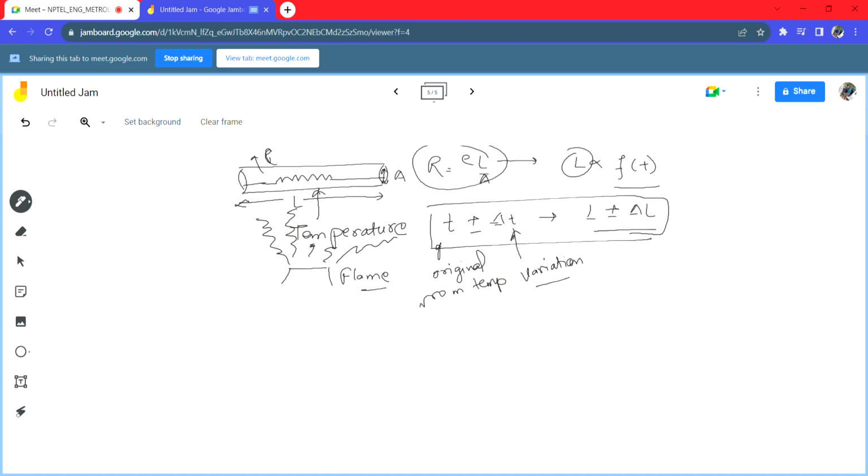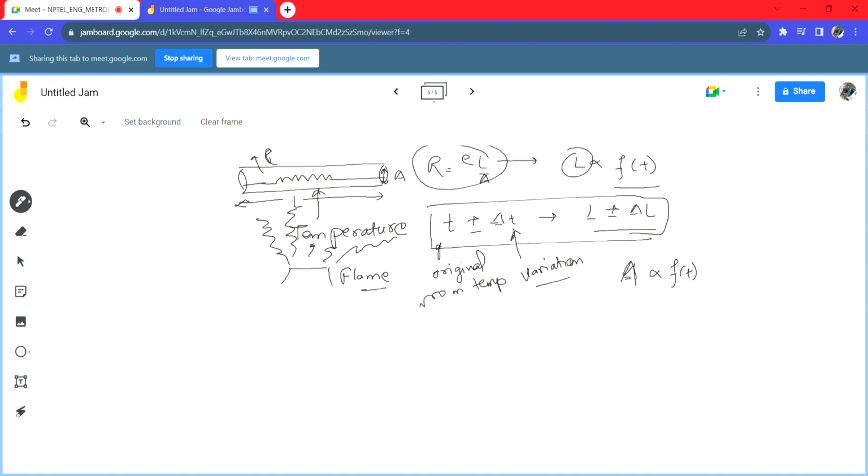Similarly, with L and delta L, L is the original length and delta L is the variation in the length because of the variation in the temperature delta T. So with the increase or decrease in temperature, the length of the tube will start to increase and decrease. And similarly, I can say it for the area also. The area A is a function of temperature. Now this cross section will start to increase or decrease.